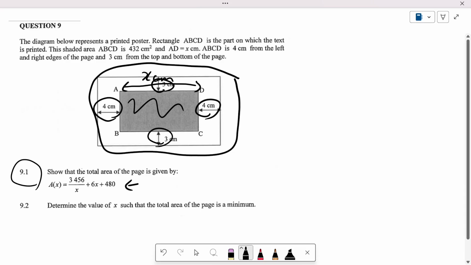So we have a function in terms of x, and we can clearly see that we are talking about the area. And then we have 9.2, which says, determine the value of x such that the total area of the page is a minimum. So first of all, I'm going to draw a rough sketch of this shape, and then we are going to determine the dimensions one by one. That is what we are expected to do at first.